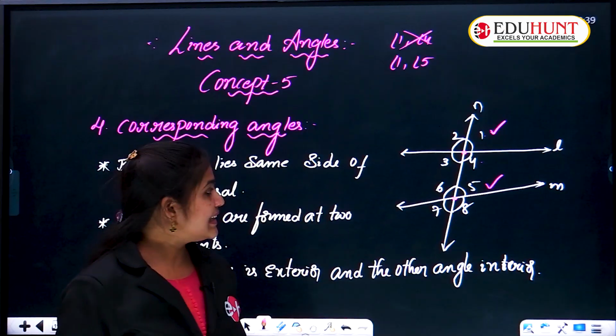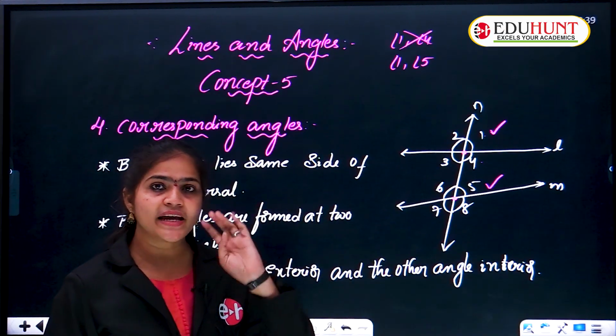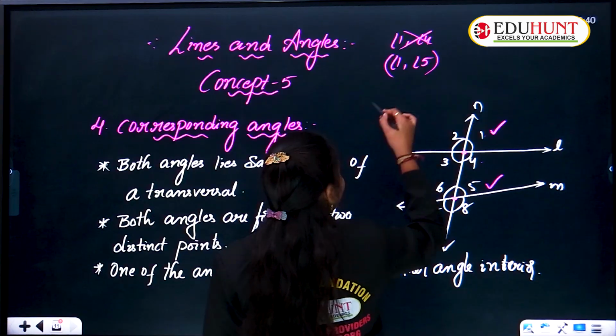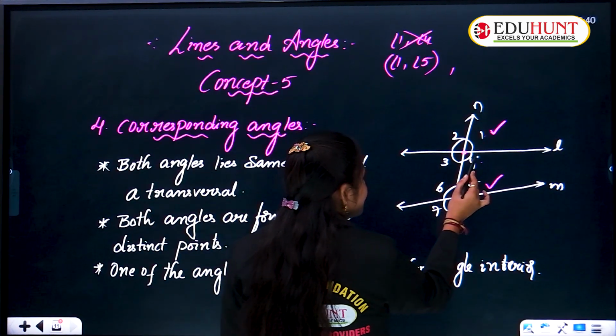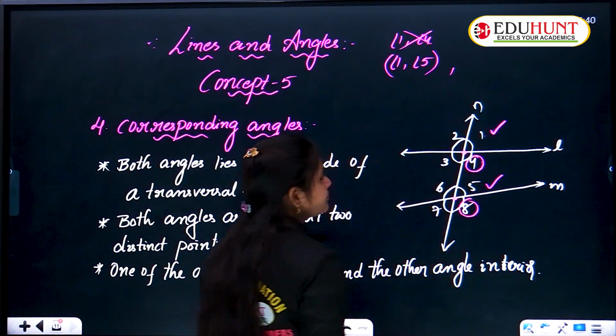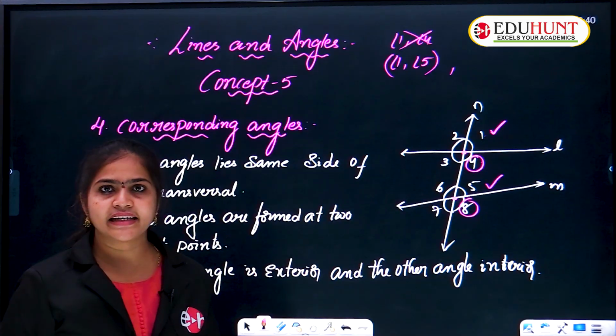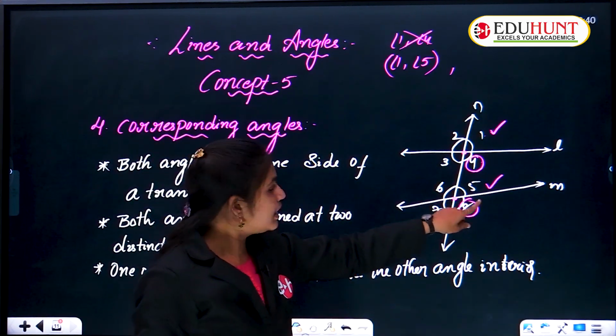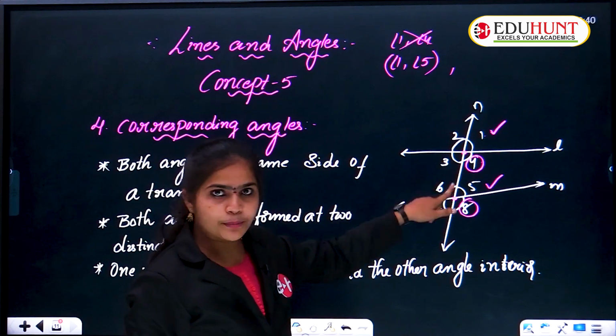Understood? Like this we can observe 4 pairs of angles. What are those? Here 1, 5 is one of the pairs. Another pair is 4 and 8. Observe that the two angles lie on the same side of a transversal, and the two angles are formed at two different points.